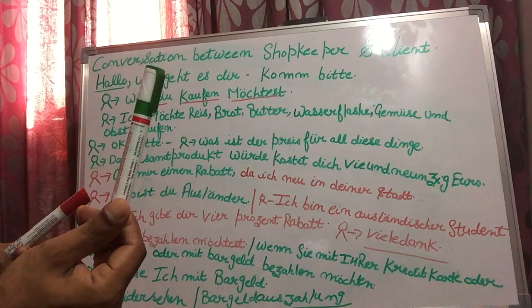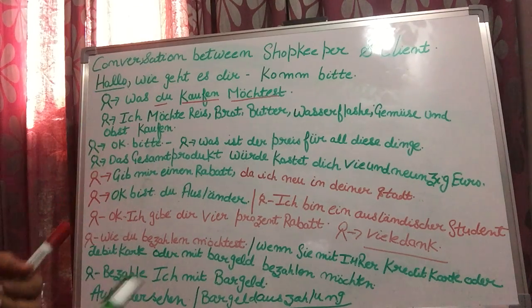Now this is the client. He will say, I want to buy rice, butter, water, a water bottle, vegetables, fruits. So what will the green one say?